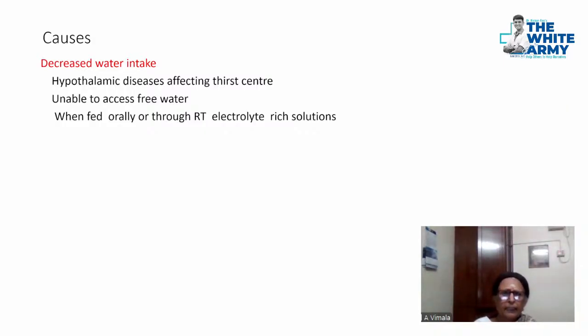So what are the causes? CNS causes. Usually the disease of the hypothalamus affecting the thirst center. Or when you are trying to feed somebody through the Ryle's tube, we have a tendency to give only electrolyte-rich solutions. We don't give free water. Actually, you have to calculate the water requirement and feed them through the Ryle's tube. Otherwise, we are responsible. The iatrogenic cause of hypernatremia is very high in patients who have brainstem stroke or hypothalamic injury or a road traffic accident when we try to feed them with colloids or electrolyte solutions.